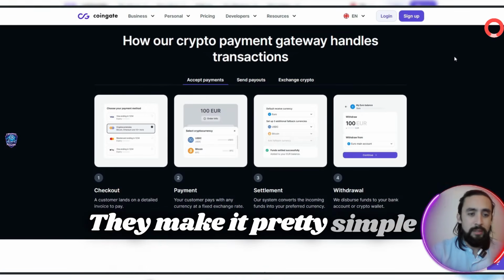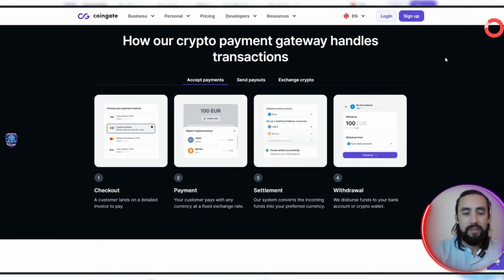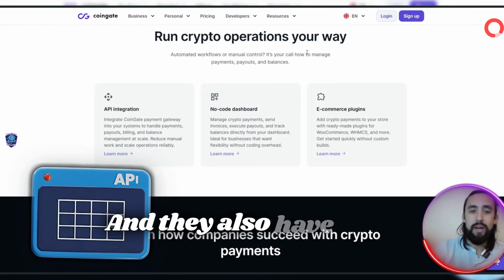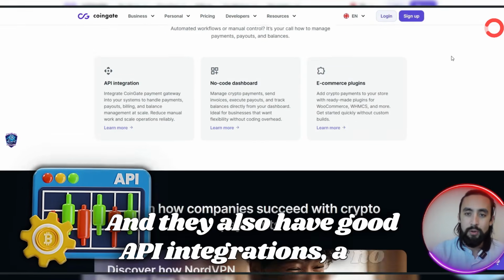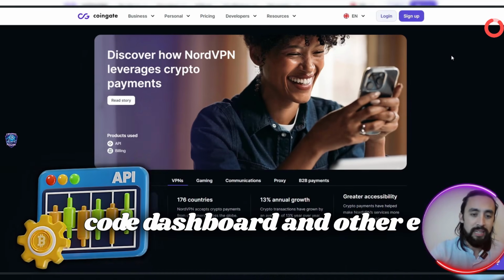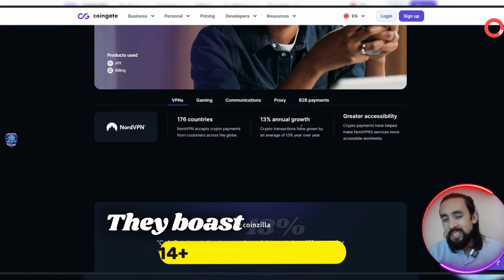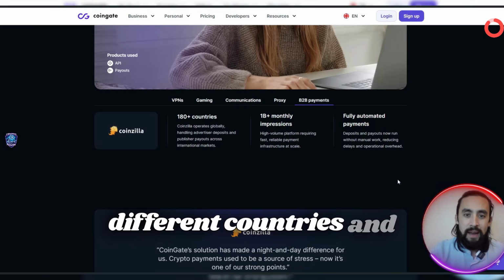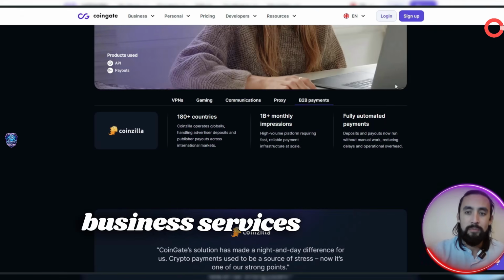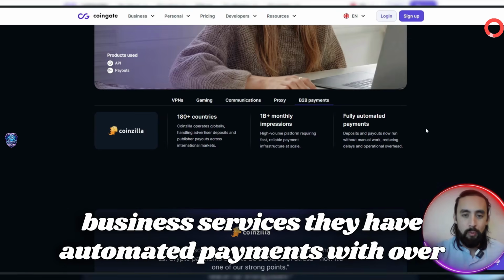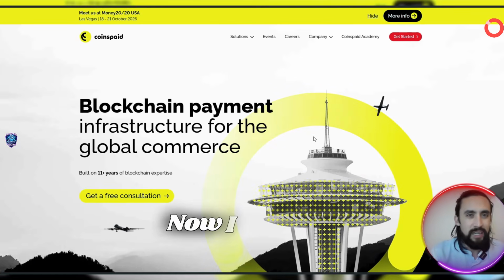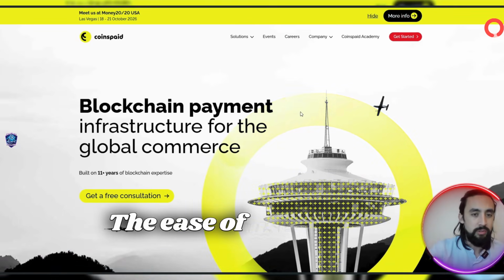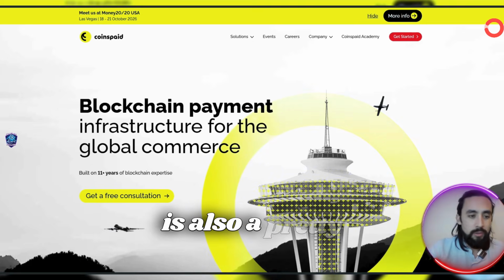They make it pretty simple to just check out, pay, settle, and then withdraw quite easily within the app. And they also have good API integrations, a no-code dashboard, and other e-commerce plugins as well. They boast 13% annual growth across over 176 different countries. And specifically for their business-to-business services, they have automated payments with over 1 billion in monthly impressions. Now, I still feel like Finassets takes the cake for beginners and intermediates. The ease of use is there, but this is also a pretty decent alternative.